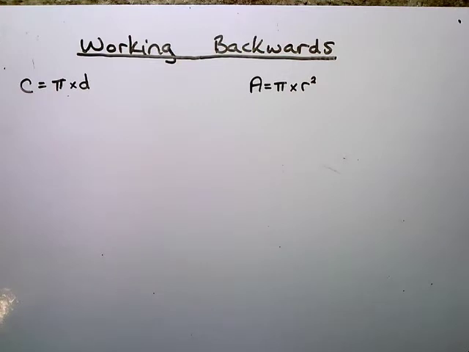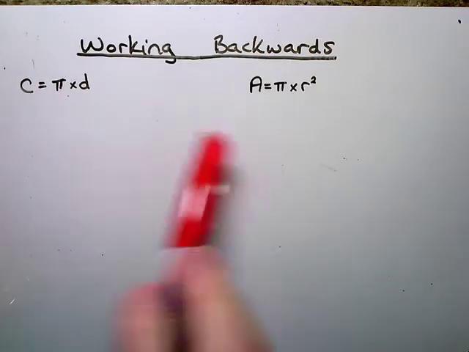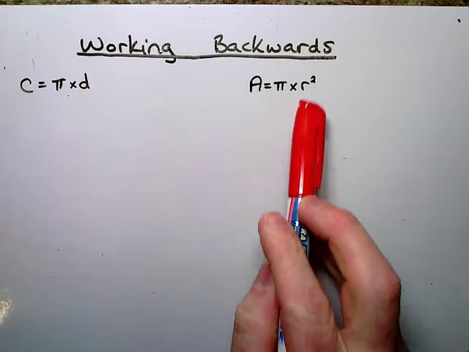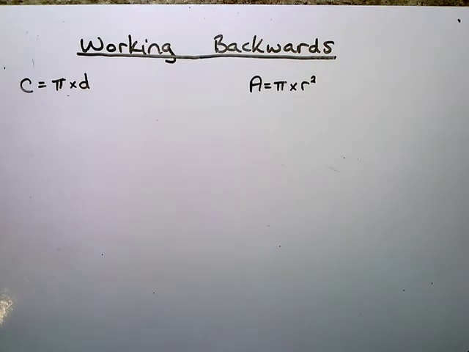In today's lesson, we're going to look at how we can work backwards using some of the formulas that we've learned for finding the circumference and the area of a circle so that we can find the root information. So in this case, the diameter or the radius of that circle.